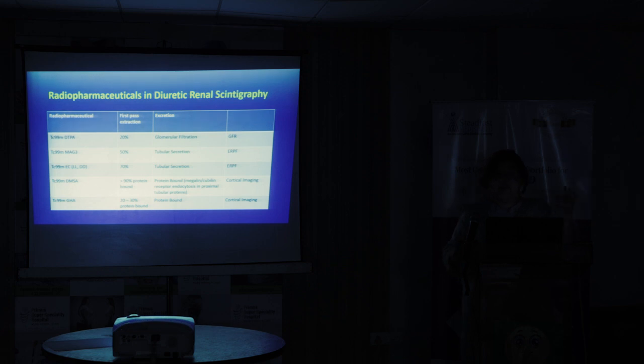So, 4 agents. DTPA, diethylene triamine pentaacetic acid. I don't think anybody is going to ask you these names, but it's interesting to know. MAG3 is mercaptoacetyltriglycine. Again, MAG3 is a tubular agent, and so on and so forth.